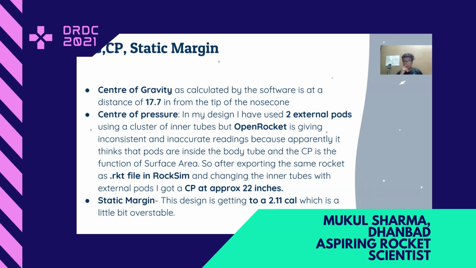See, what I came to know is OpenRocket can't really differentiate between the inner tube and the outer tube. Oh, I'm sorry, it differentiates between inner tube and outer tube. So when we place an inner tube outside, it doesn't really include it when it calculates the surface area. So when I simulated in OpenRocket, it gave me a somewhat incorrect result. I needed to approximate it out. Let's talk about it later. The CP is approximately 22 inches away, and static margin is greater than 2, which is a little bit overstable.